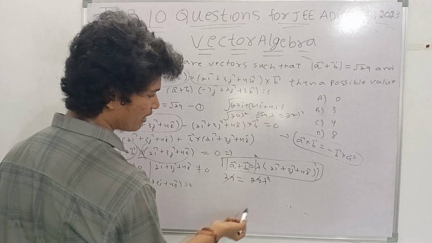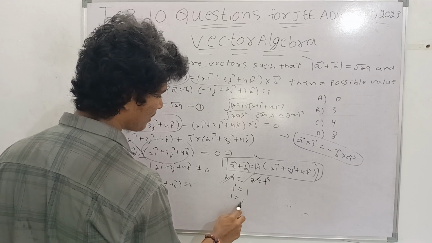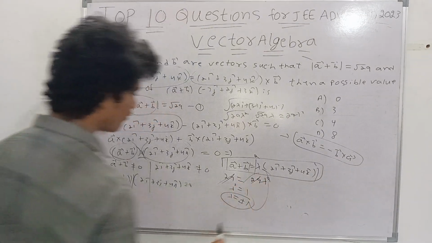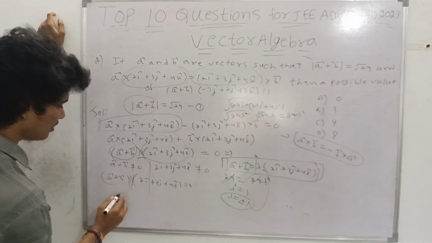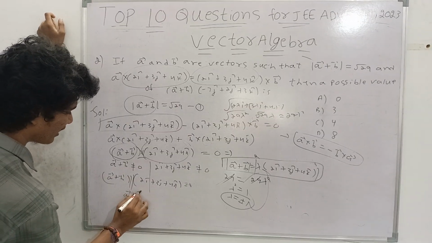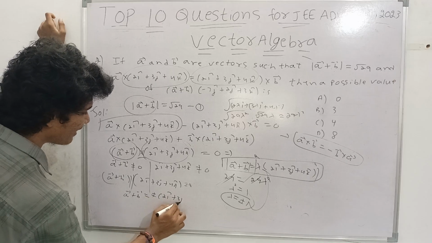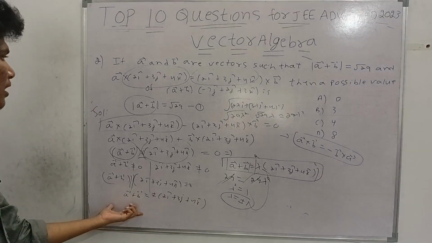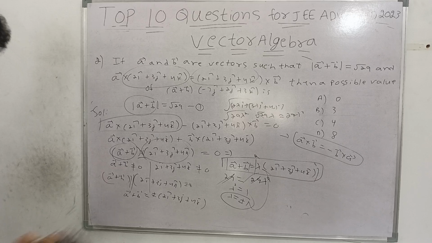So 29 equals 29 lambda squared, 29 gets cancelled, lambda squared equals 1, lambda equals plus or minus 1. And I am substituting here lambda equal to plus or minus 1. So when I substitute lambda equal to plus or minus 1, a bar plus b bar equals plus or minus 2i cap plus 3j cap plus 4k cap. So I got this vector as a plus b. Now I have to do the dot product for these two things.